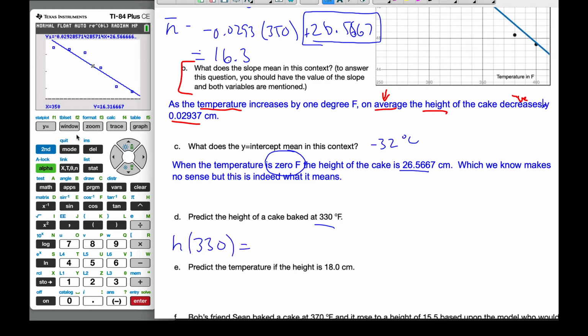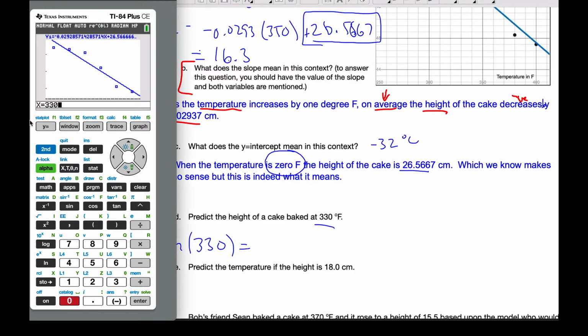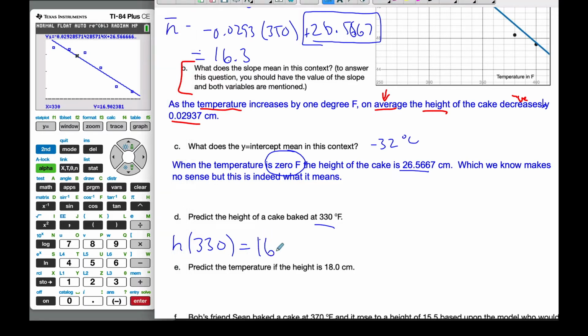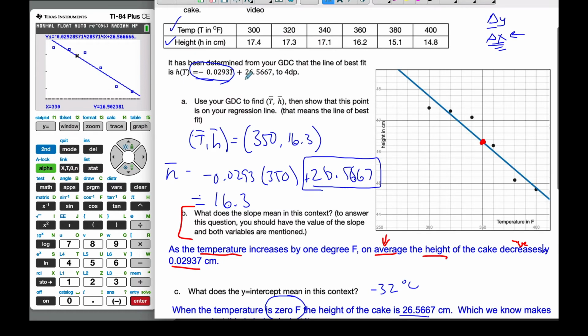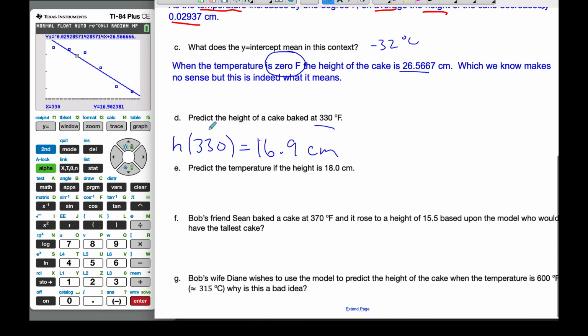Well, that's straightforward enough. If I just type 330 into my equation, that's my x value. I plug it in and I get 16.9. So the height should be 16.9 centimeters, to three significant figures. And so I just plug the value in for t.